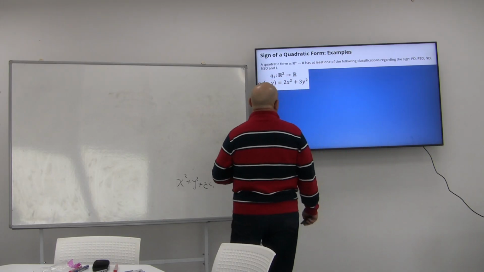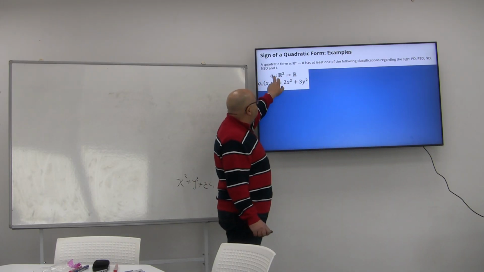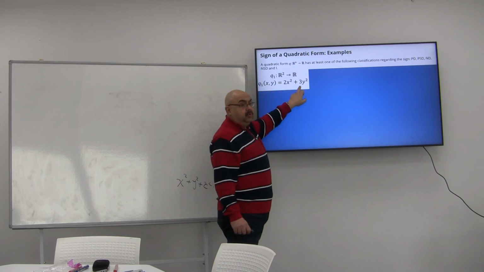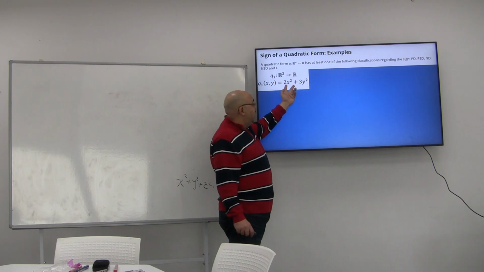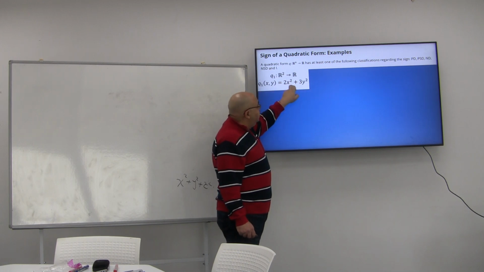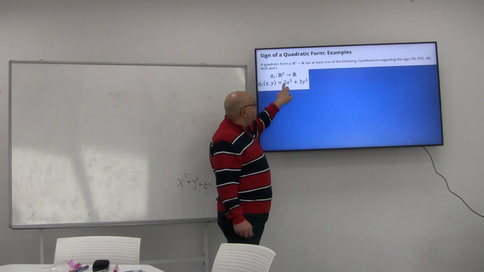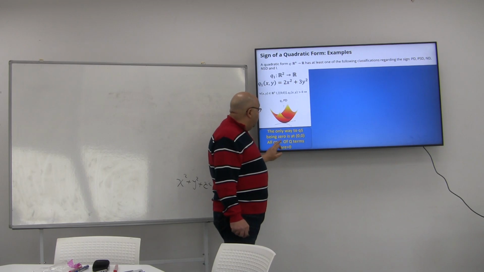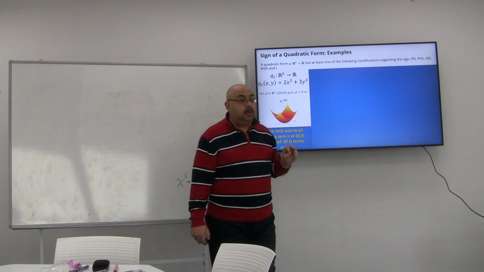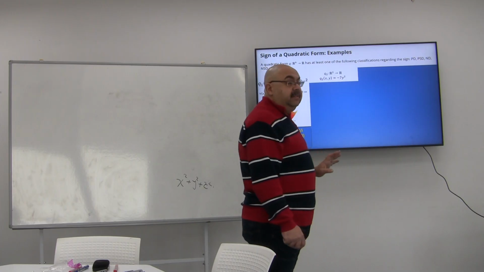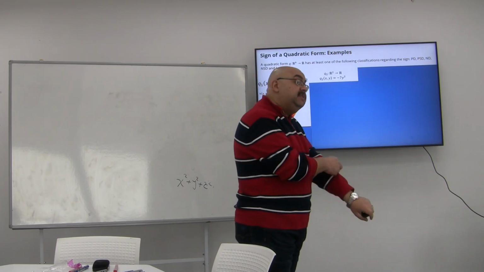Some examples, for example, for this one, it's mapping from R2 into R, okay? And you have 2x squared plus 3y squared. If you remark on the signs of the coefficients of these quadratic terms, both of them are greater than 0. So this function will hit 0 only when x and y equal 0. So this is going to be a positive definite quadratic form. Okay, any questions?